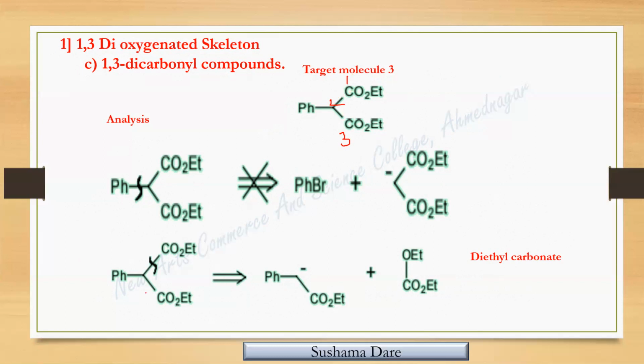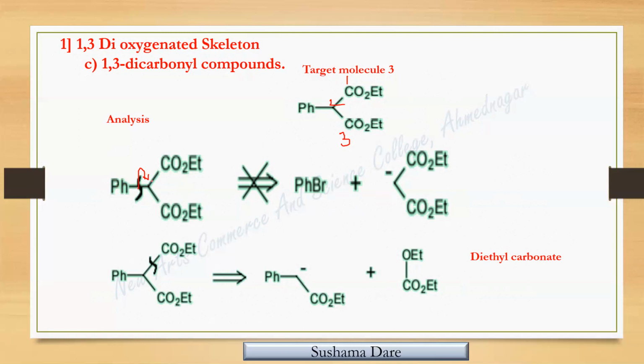Why is this disconnection the bad disconnection? The reason behind it: Ph cannot carry a positive charge, so you cannot disconnect the bond like this. The aromatic ring is electron rich and you cannot generate a positive charge on this. You can generate a positive charge on the aromatic ring only if the ring is attached to an electron withdrawing group. So this way the disconnection is a bad one.